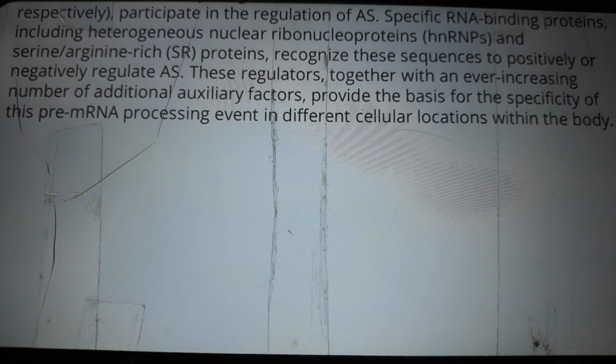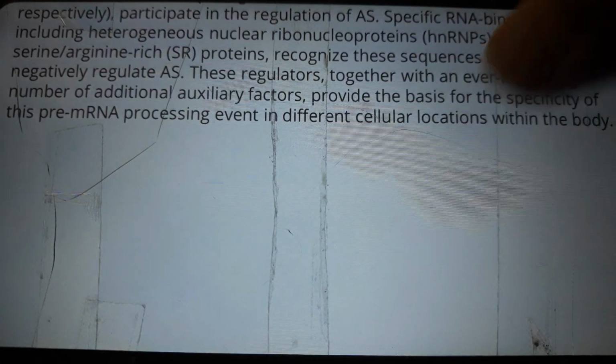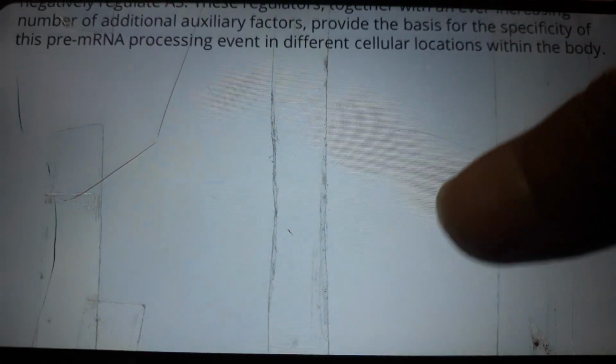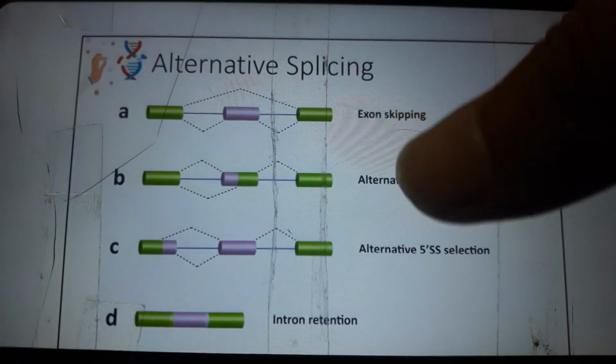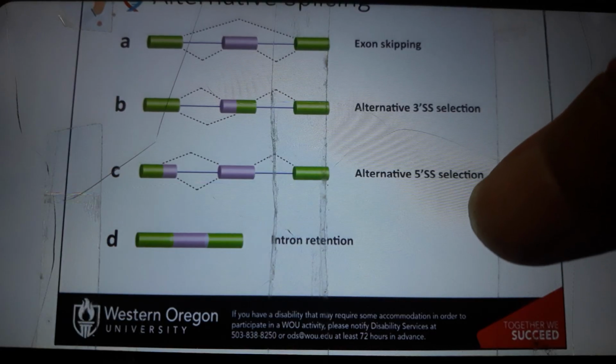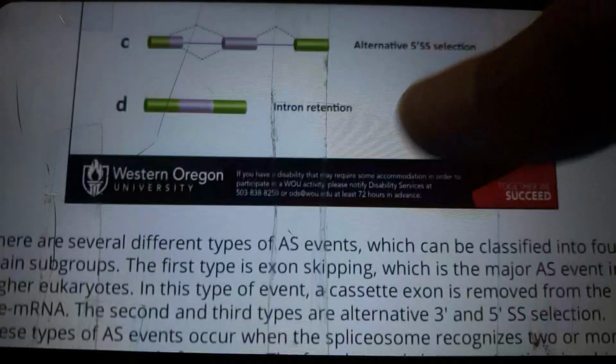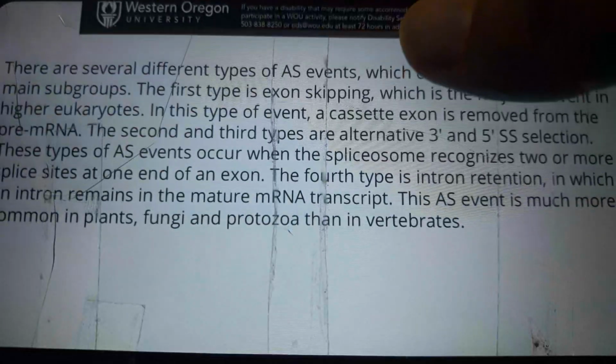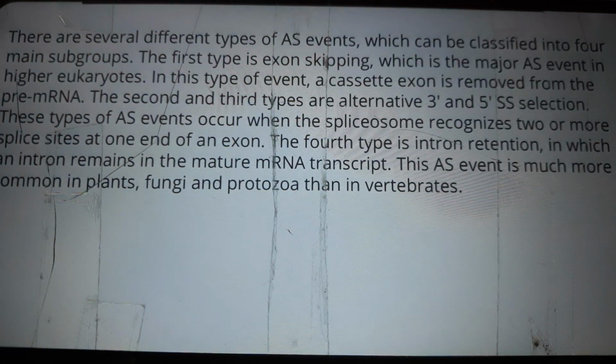These regulators, together with an ever-increasing number of additional auxiliary factors, provide the basis for the specificity of this pre-mRNA processing event in different cellular locations within the body. Alternative splicing: you have exon skipping, alternative 3' SS selection, alternative 5' SS selection, and intron retention. There are several different types of AS events, which can be classified into 4 main subgroups.